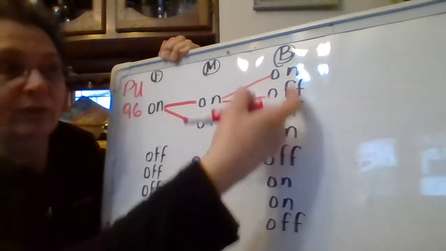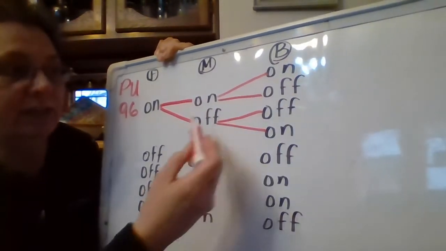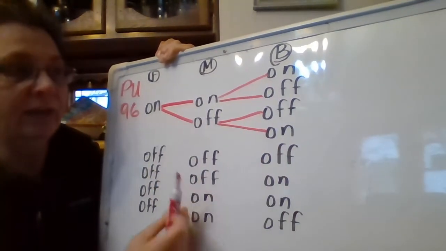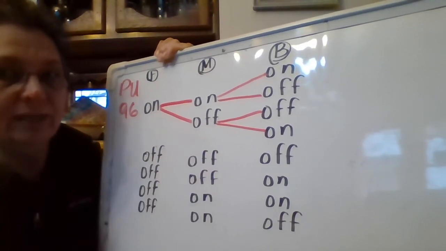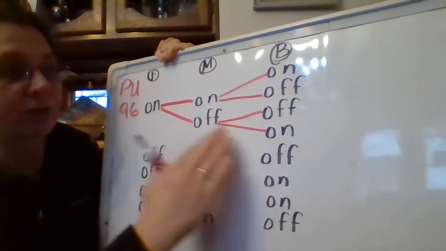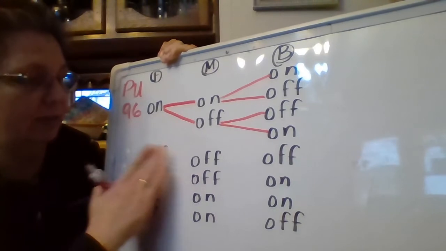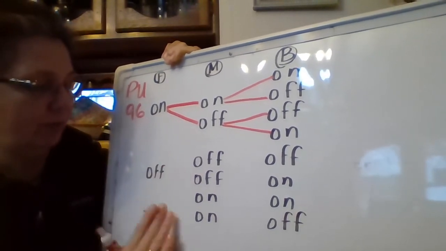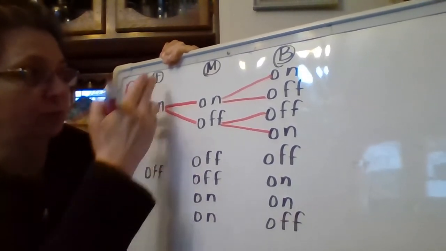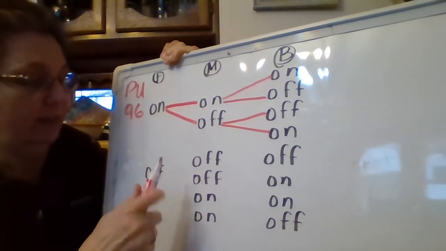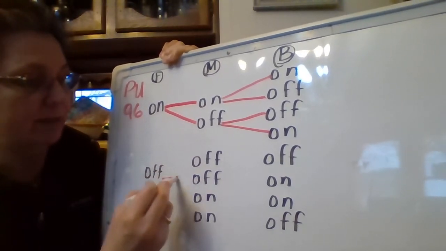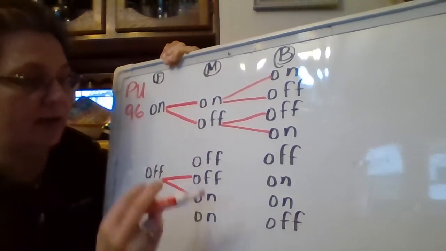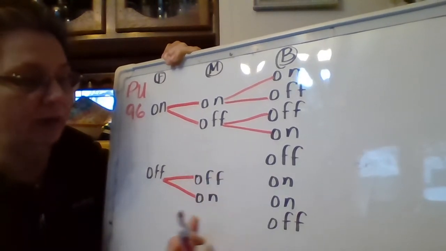Or, and again, it wouldn't matter what order these were in. These could be switched around. Okay. But do you see how that makes a tree? All right. And you have fewer things that you need to write then. So here on our last one, we would have the word off. That's our first one, can either be on or off. Then what choices do we have? Well, it could be off next or on next. So we just need to write it twice.